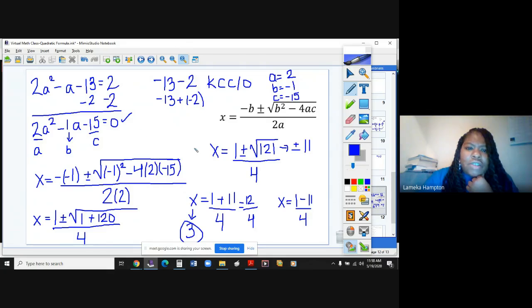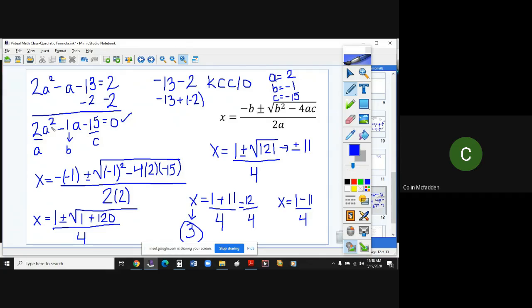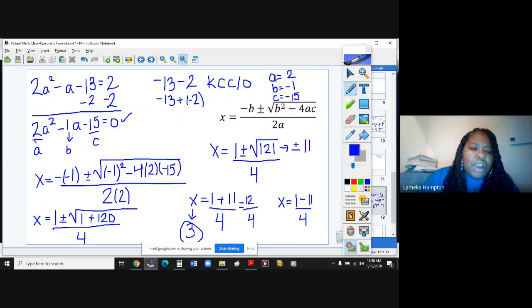So follow my cursor, Mr. McFadden. Because this was a 2, we had to subtract 2 from both sides. So you see where I'm at? Oh yeah, okay, I got you. So that's the reason why we are now using this particular problem right here instead of this one.